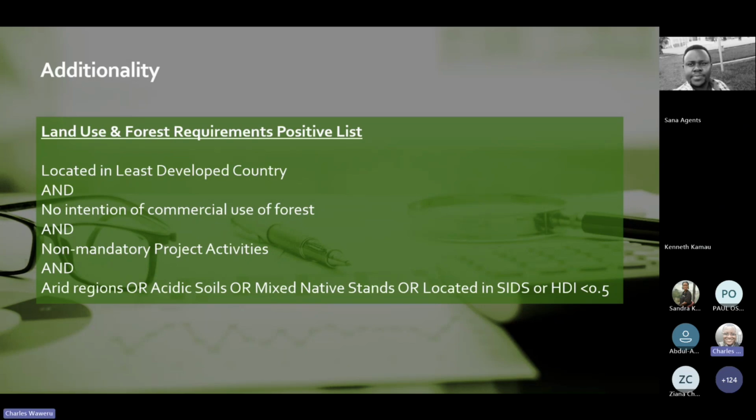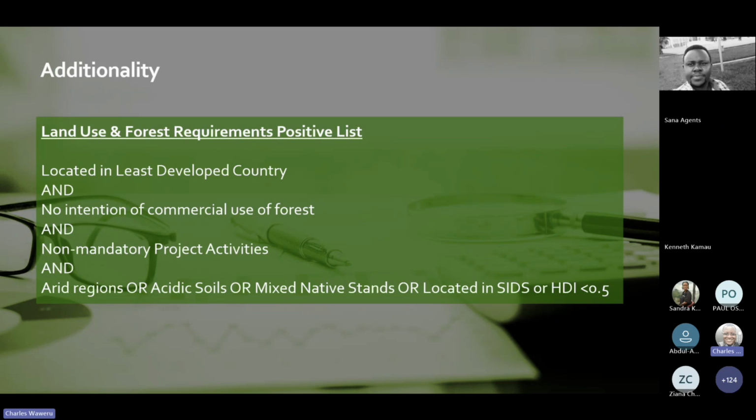So the key thing to note is that the LUF requirements provide criteria where projects are deemed additional and not required to prove additionality at design certification. Simply meaning that if you're able to prove additionality by simply looking at the LUF requirements, then you can easily pass the design certification. Remember, design certification is the stage which allows your project to be officially registered.